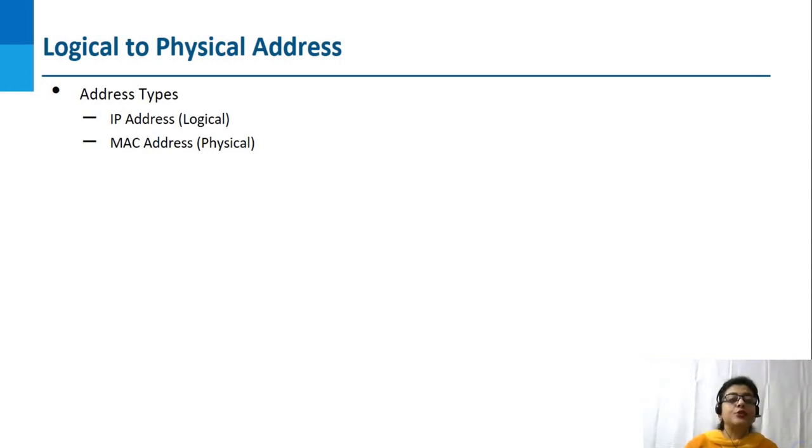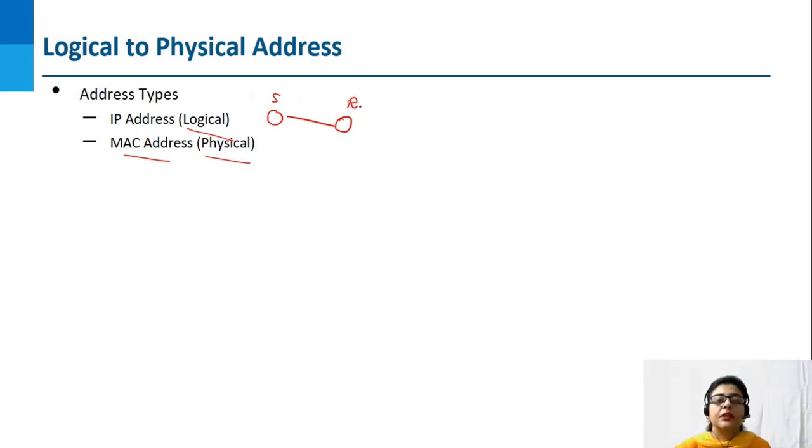Internet has two types of addresses for its devices. One is called the IP address, and this IP address is also called the logical address, and the other one is called the MAC address or the physical address. Many a times it happens that in order to transfer a message from the sender to the receiver, the sender knows the IP address of the receiver, but the sender does not know its physical address.